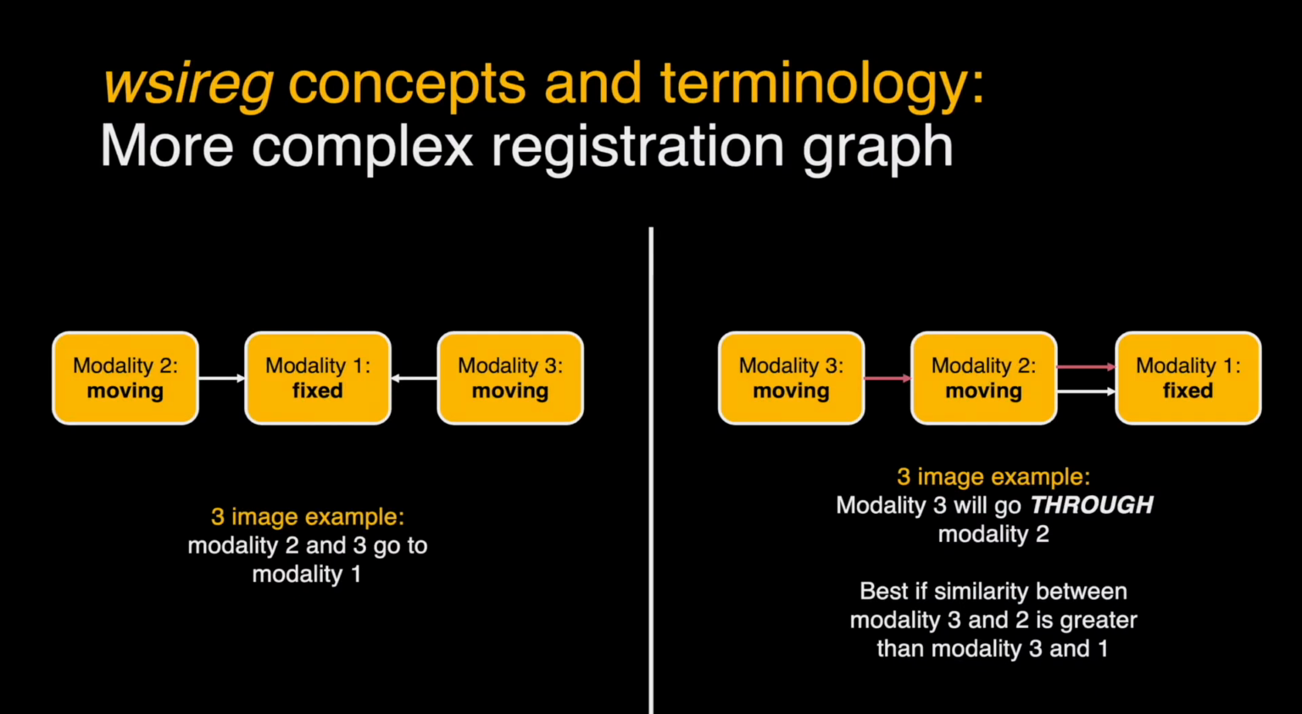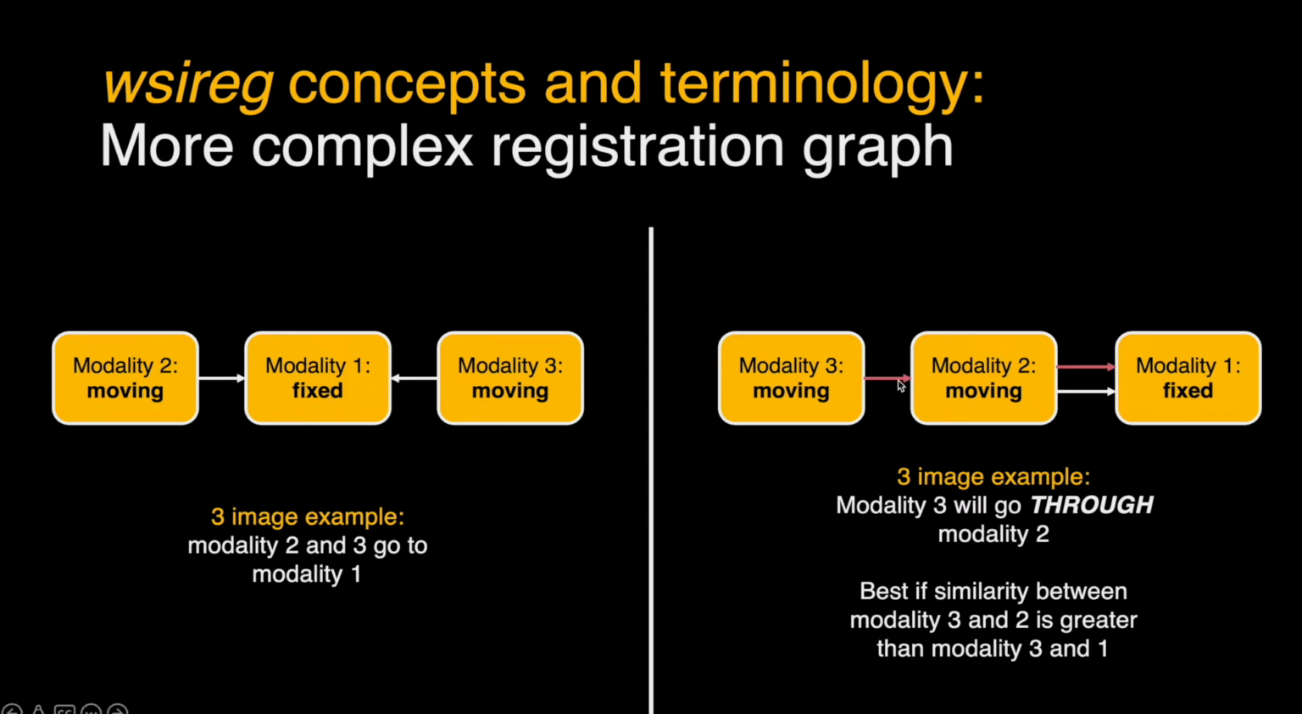Now for more complex registration. In this case, we have 3 modalities that we'd like to register, 2 that would be moving and 1 that's fixed. So there are different ways of doing this. The first way would be, we'd say modality 2 goes to modality 1, and modality 3 registers directly to modality 1. So these are 2 direct registrations.